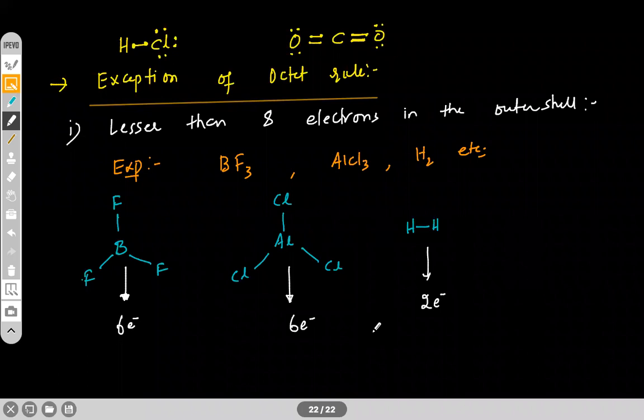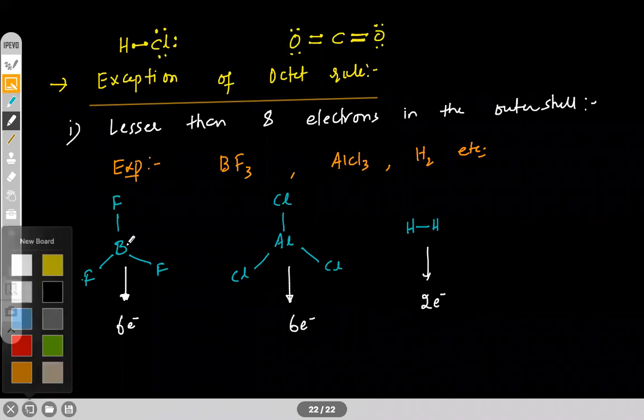Okay. For which one? The structure we'll discuss. We'll discuss VSEPR theory. There you will understand the structure. Okay, let's not go over there. Structure related things, we'll discuss that. Okay, this is the first exception of octet rule.